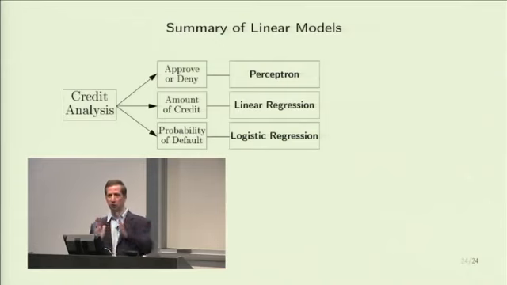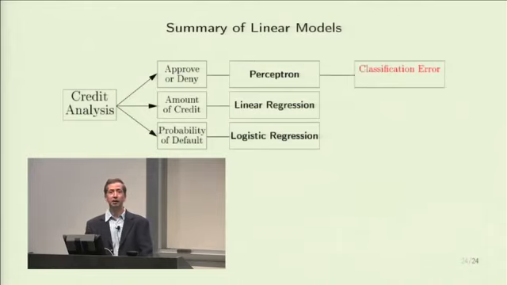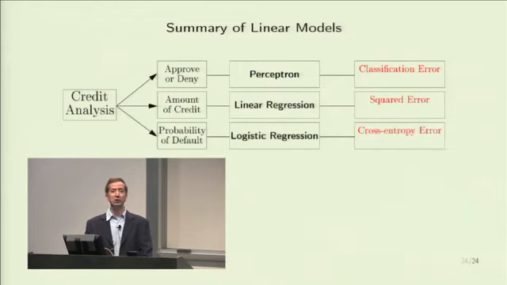Let's look from the tools point of view. They had different error measures. The perceptron had the binary classification error, right? Linear regression has squared error. And finally, logistic regression had cross-entropy error. Different errors that had different plausibility motivations to them, and we tackled all three of them.